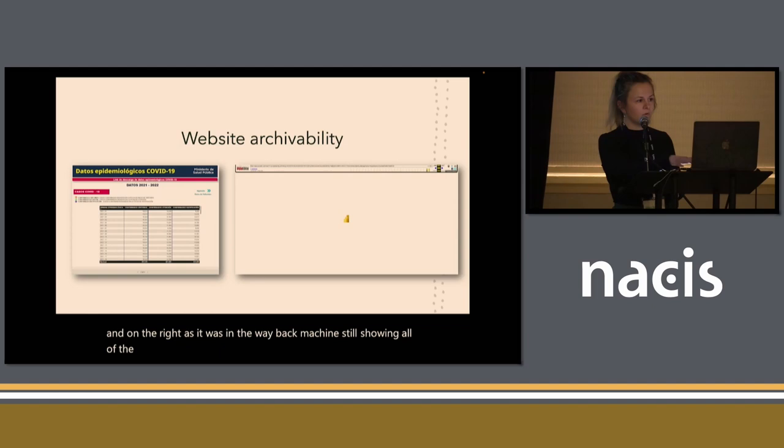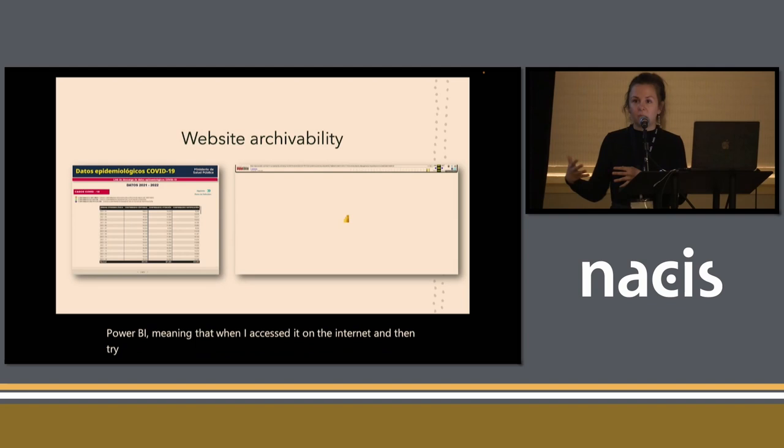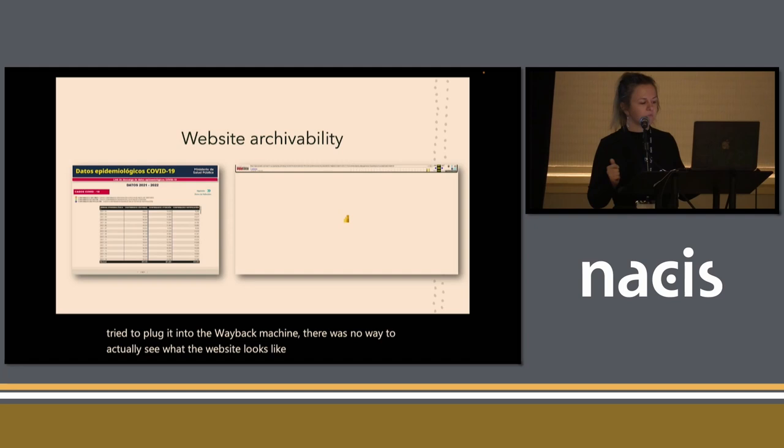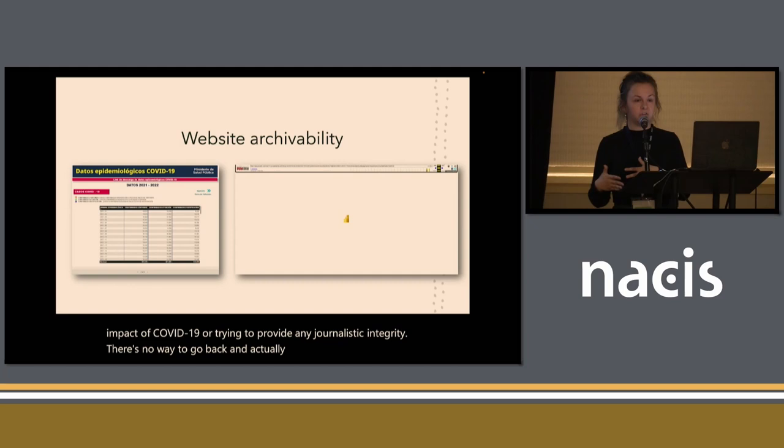On the other hand, this dashboard was completely unarchivable, built in Microsoft's Power BI, meaning that when I accessed it on the internet and then tried to plug it into the Wayback Machine, there was no way to actually see what the website looked like prior. This poses a significant problem for researchers and people interested in citing these kinds of dashboards as sources when they're talking about the impact of COVID-19 or trying to provide any journalistic integrity. There's no way to go back and actually look at what the dashboards were saying in the past if they're not archivable.